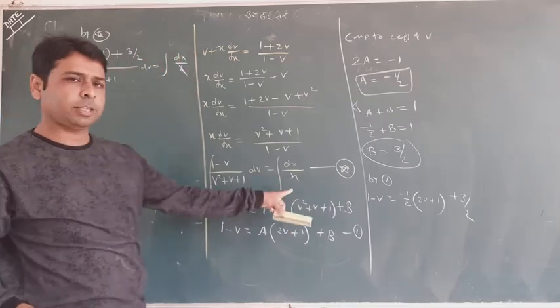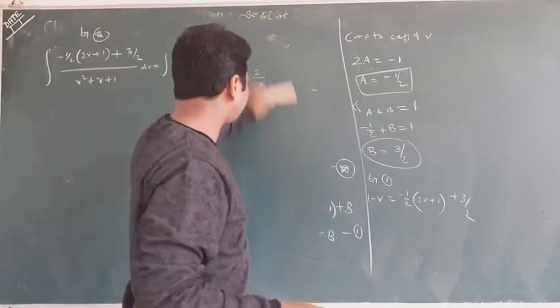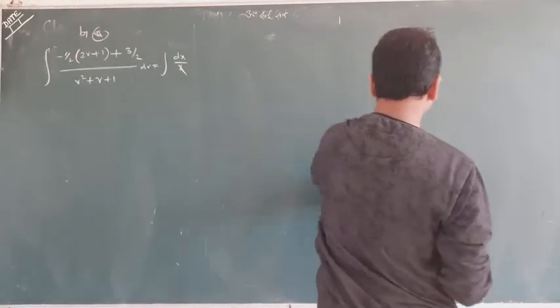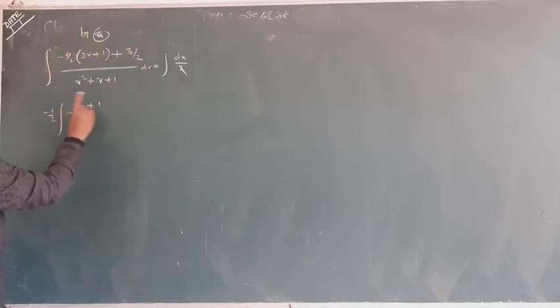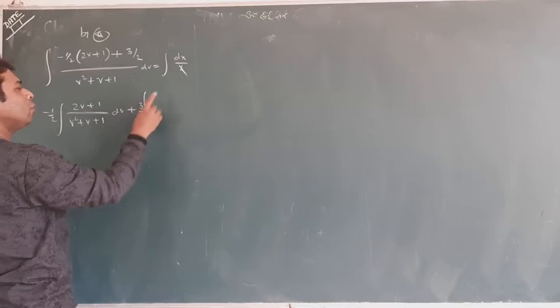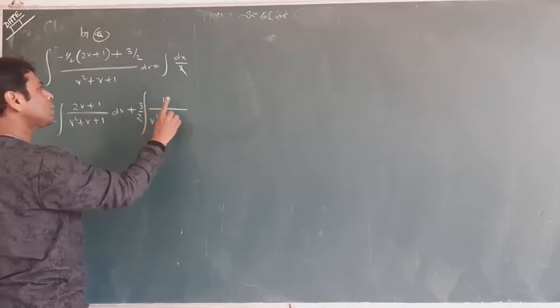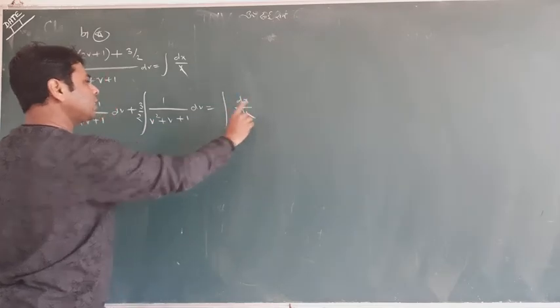This is a very straightforward sentence. Now let me rub this all because we have already seen the method, and the main aim is to go with this. How can we do this? Now I'll separate the terms: minus half, 2v plus 1 upon v square plus v plus 1 dv, and 3 by 2 will come out, 1 upon v square plus v plus 1 dv is equal to dx by x. This is the thing that has come.